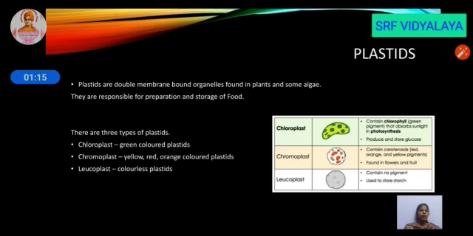The next is the chromoplast. So chromoplast is the colored plastid and it is found in fruits and flowers. The last is the leucoplast. Leucoplast is the colorless plastid and it helps in the storage of starch.